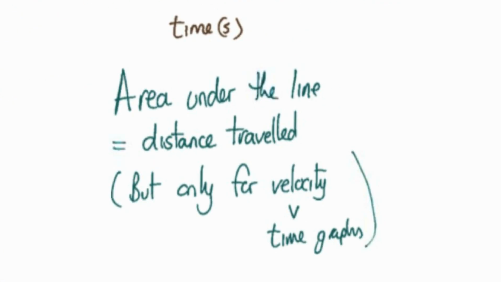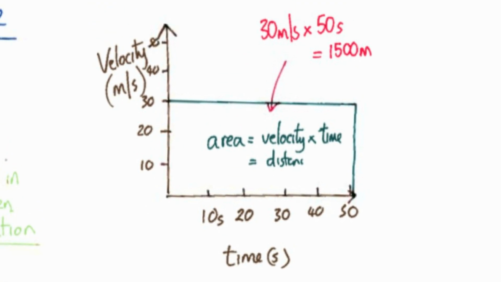Right, something you need to know is that whenever you draw a velocity time graph, the area under the line actually equals the distance travelled. But that is only true for velocity versus time graphs, not for distance versus time graphs. So here, for example, we've got velocity of 30 meters per second, and it's happened for 50 seconds, which means that if for every second it was travelling 30 meters, and you had 50 of those seconds, that's 30 times 50, which gives you 1,500 meters.